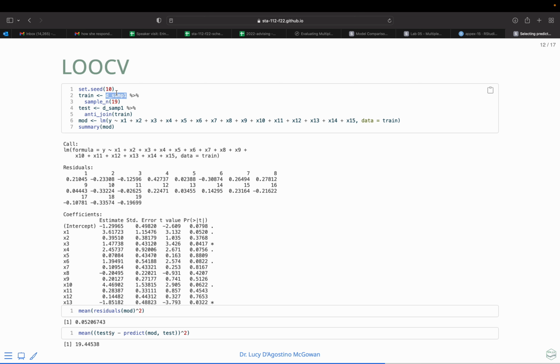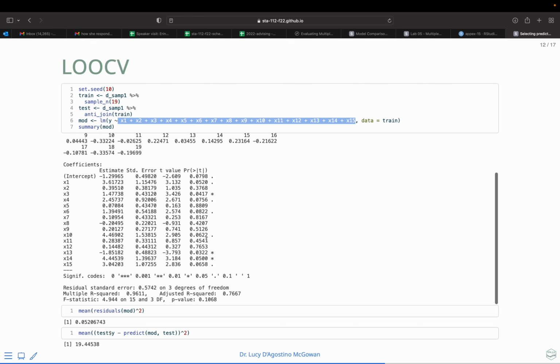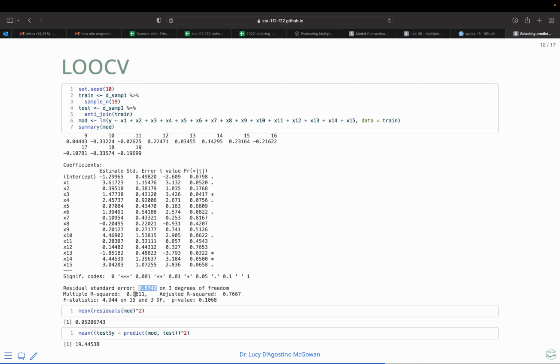So here I've taken my sample. There were 20 data points in the sample. I've taken 19 of them, and that's my training data. Then I've created my test data as just the one observation that's not included in my training data. And I'm going to fit my really big model with 15 variables on that training data. If I look at the output from this model, it's got a very nice R squared of 0.96, so I'm almost perfectly predicting, which looks really quite high. My mean squared error is about 0.05, so this looks great for this model on the training data.